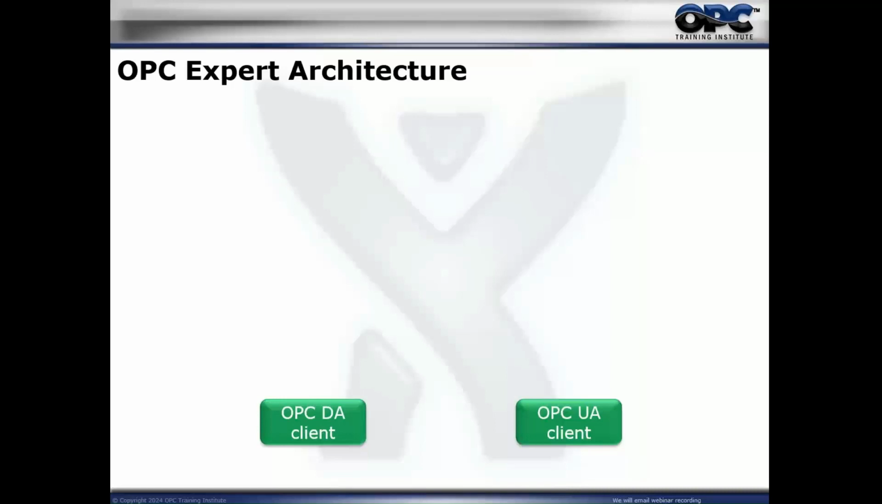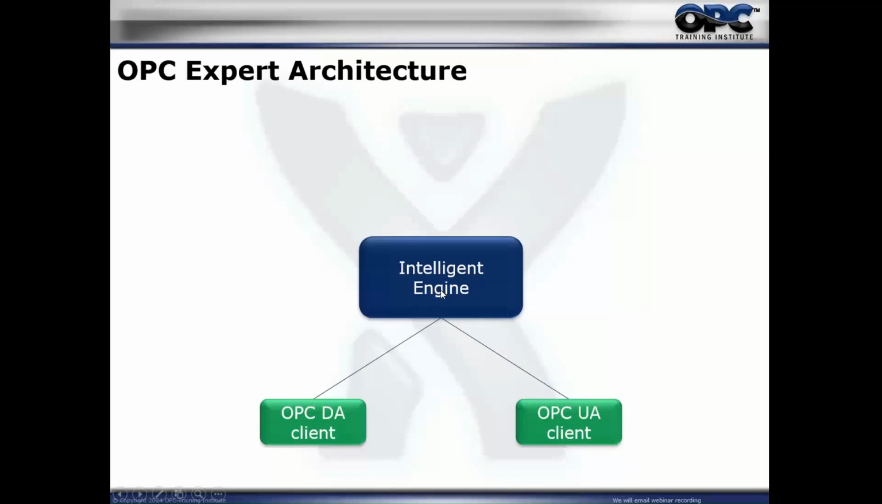I'll just show it in a slightly different way. We begin with an OPC DA client and an OPC UA client. And of course, everything you're going to see here is all embedded within OPC Expert. So when you get the OPC Expert executable, you're actually getting this functionality. Now, this information goes into OPC Expert's intelligent engine, and this intelligent engine is what provides data for everything else. It's all dynamic, pretty cool stuff.